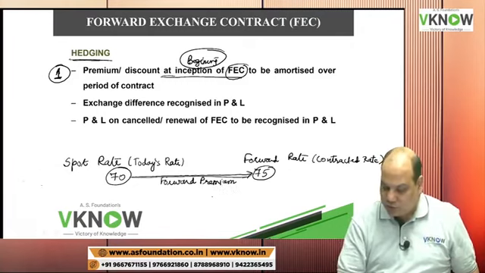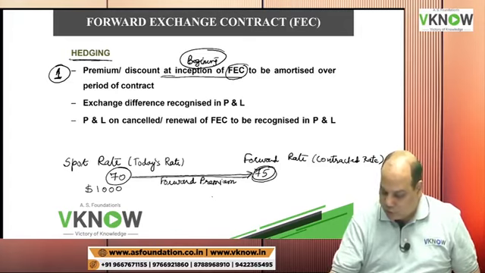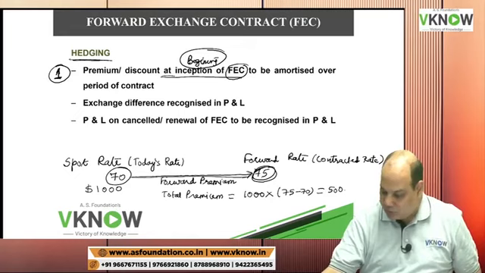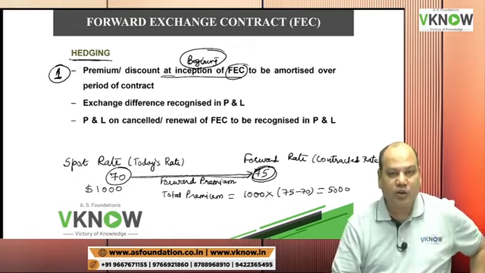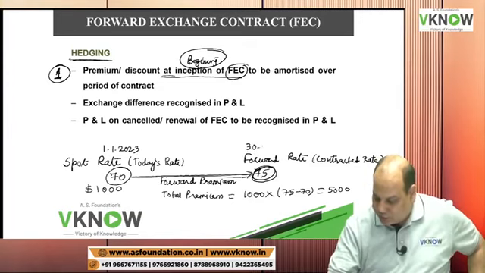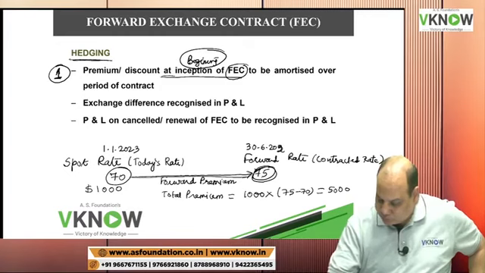Today the rate of exchange between dollar and rupees is 70, and you have exported goods of $1,000. You have entered into a forward contract at 75. So how much is the total premium involved? The total premium will be 1000 into 75 minus 70. So the total premium is 5000. And suppose today the date is 1st January 2023. The forward contract date is 30th June 23. So this gap is 6 months.